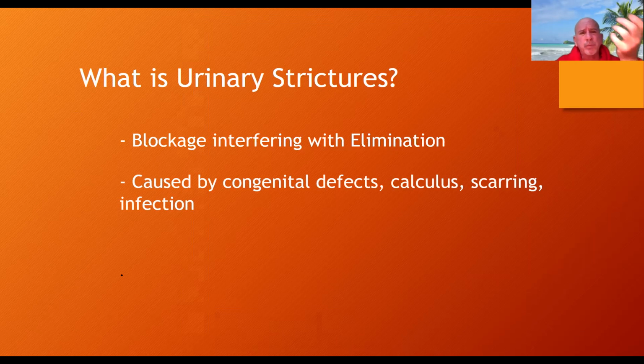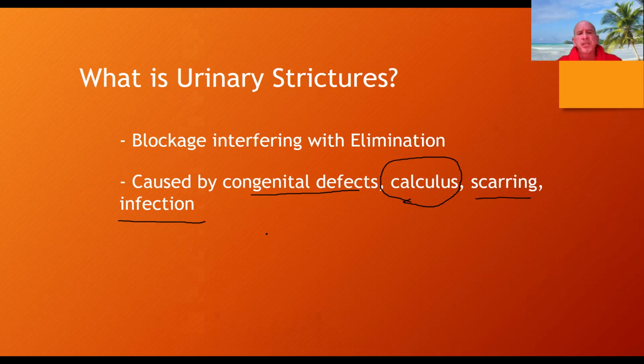It can be the tube itself. Now we're talking either the urethra or the ureter contracting to stop your elimination. I'm not going to talk too much about a calculus because that is a kidney stone. I'm going to talk about that separately. Other things, though, can be congenital defects or scarring. The scarring can be caused by repeated kidney stones or an infection.